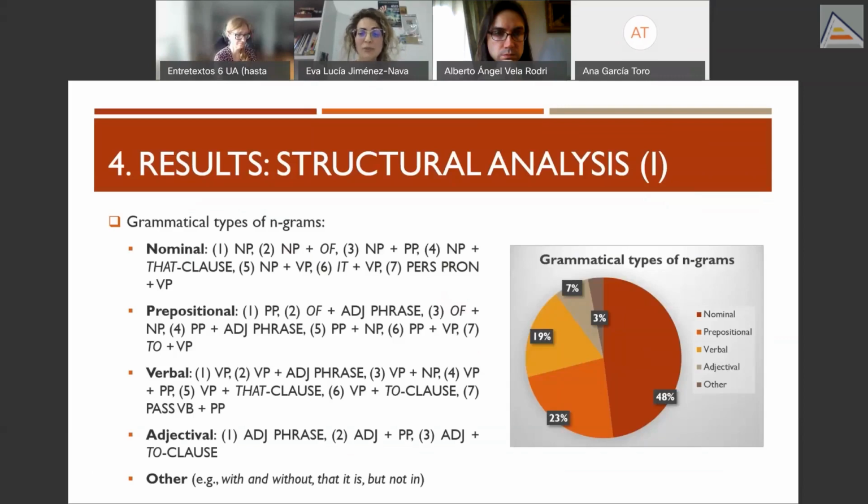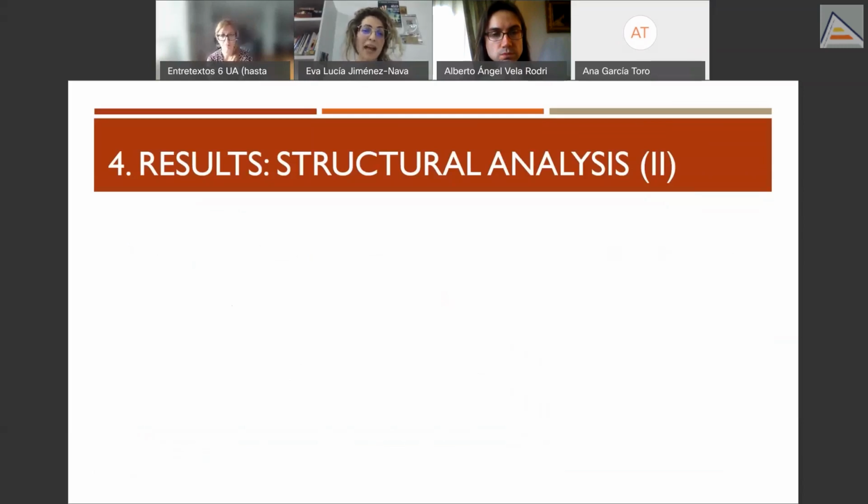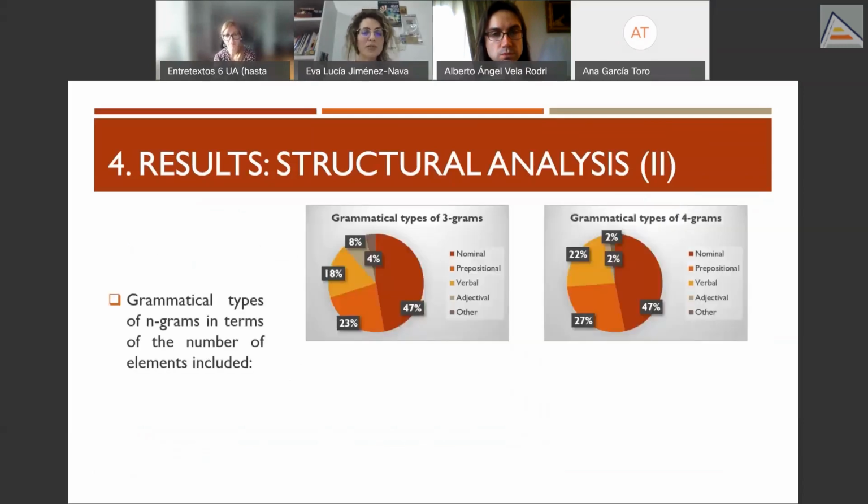And as you can see on the screen, the most recurrent ones were nominal phrases, because they occupied almost half of the total, 48%. Then we have almost a quarter of the total, which were prepositional phrases, and then we find verbal phrases. After that, the least recurrent phrases were adjectival and just others. So in terms of the elements they included, this categorization was similar in 3 grams and 4 grams.